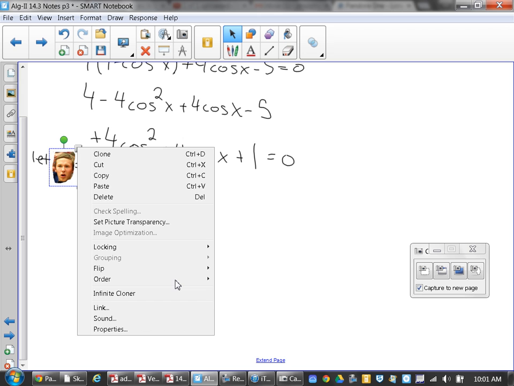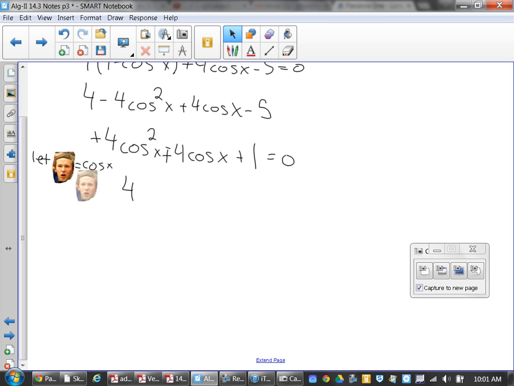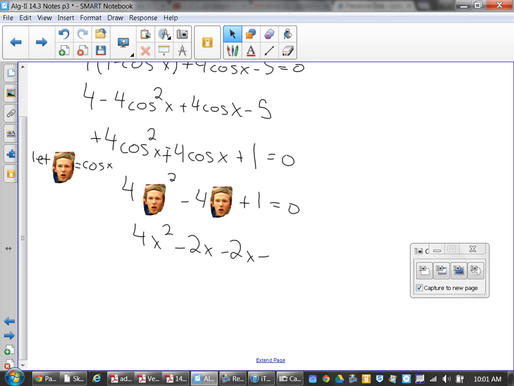All right. Do I have to draw that? So 4 times 1 is what times what? Negative 2, negative 2. Okay. What times what is 4 that you add together to get negative 4? Negative 2, negative 2. So you have 4x squared minus 2x minus 2x plus 1.